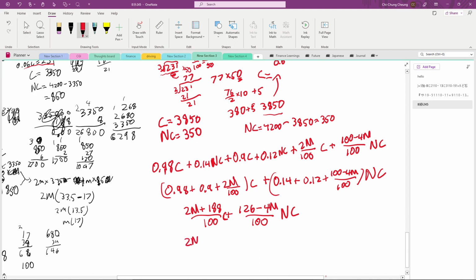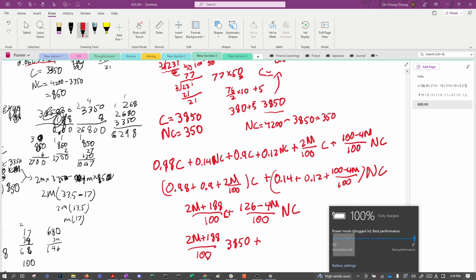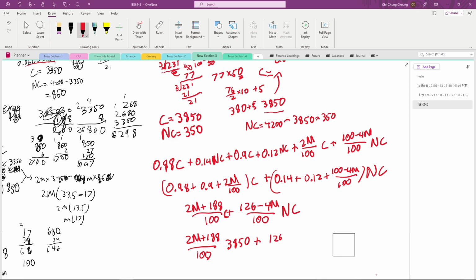So this is 2m plus 188 over 100. What's C? C is 3850, then plus 126 minus 4m over 100 plus NC, which is 350. Yeah, okay.